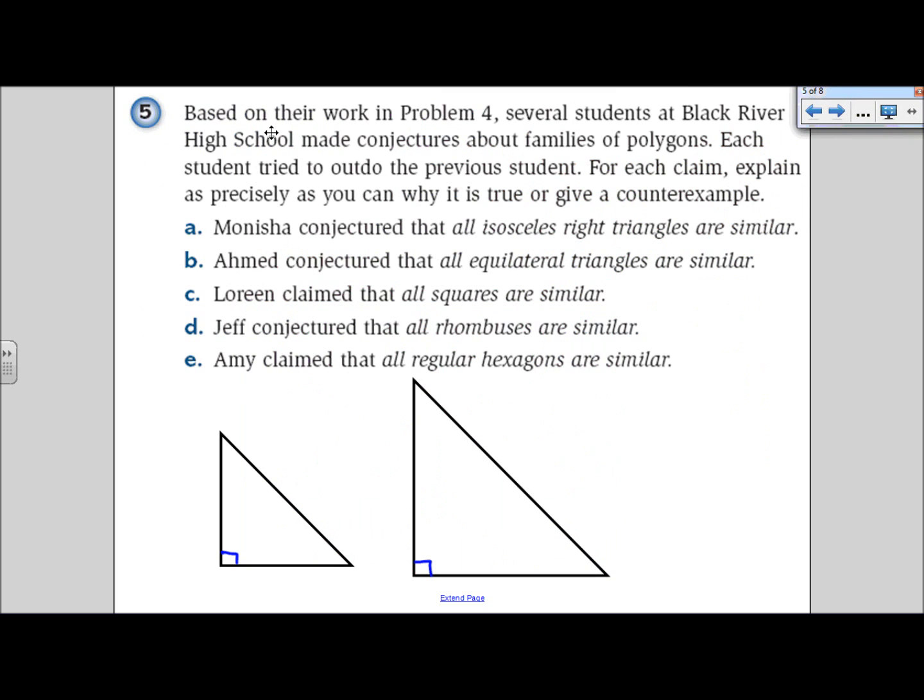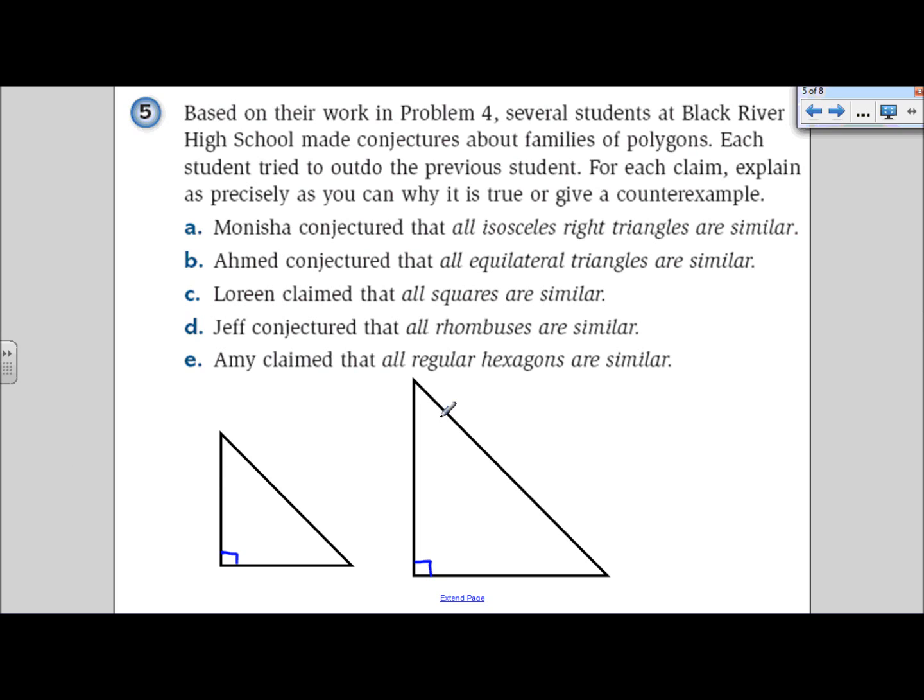Okay, moving on. So now we're going to see how we can use this similarity on problem number 5 on page 166. And it's going to be a bigger portion of your homework, so it's very important. For 5a, Monisha conjectured that all isosceles right triangles are similar. And we want to see if that's true. So if there's any that you can prove, I'd like you to prove them as best you can. And if there's some that you don't think are true, just show a counterexample, one way that it doesn't work.